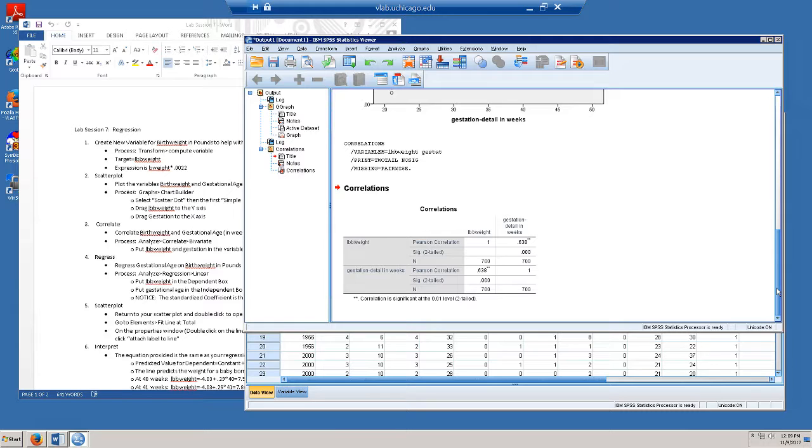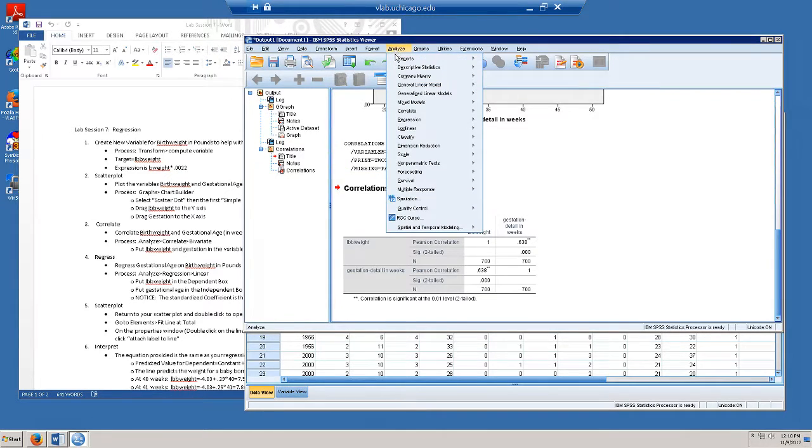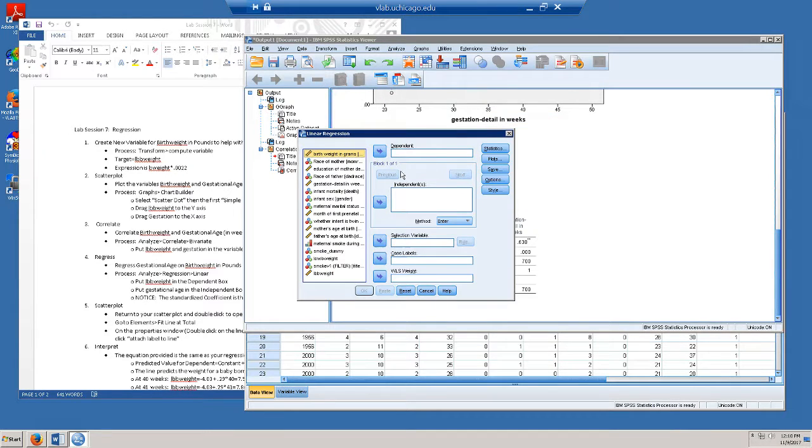So that is going to be like your main primary way of describing the relationship between two variables, a correlation. But you can also do it as a regression with the same two variables. So let's regress it. We're going to go to Analyze, Regression, Linear. Our dependent variable is going to be our pound birth weight. And our independent variable is the gestation. Let me hit OK.